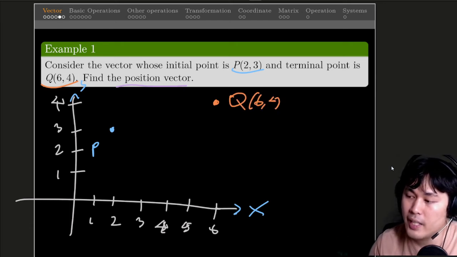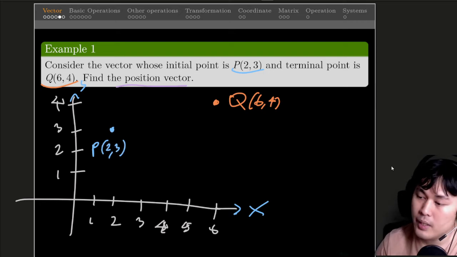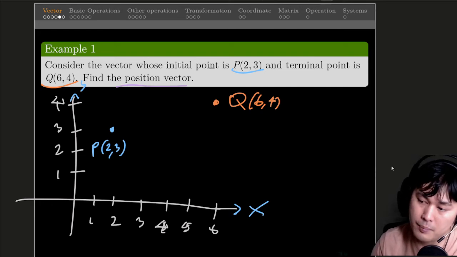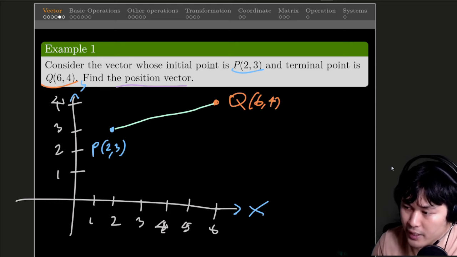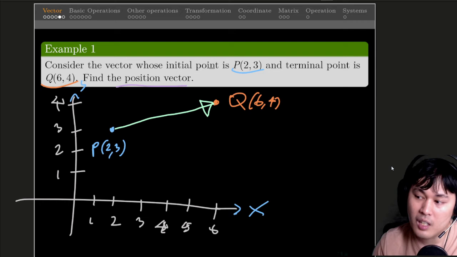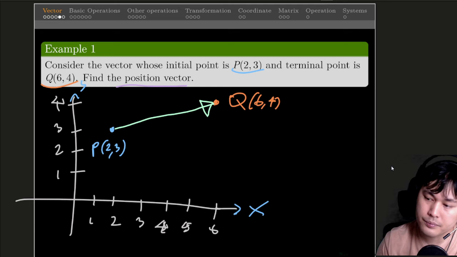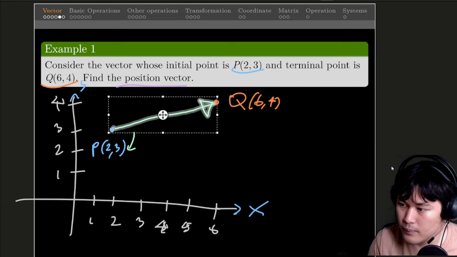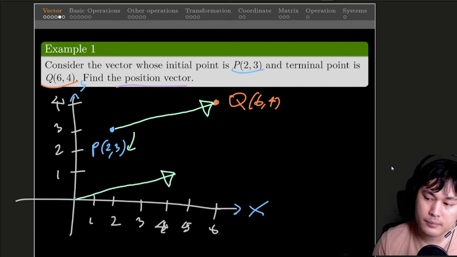The points are just sitting there and nothing happens to them, unless we use a vector to represent the movement. So here the vector is from the initial point P to the terminal point Q. First you draw a straight line and add a nice arrowhead, so we know we talk about a vector. And then the question here is to find the position vector. If we translate this vector, if you copy that vector and move it to the origin this way, what would this point be?